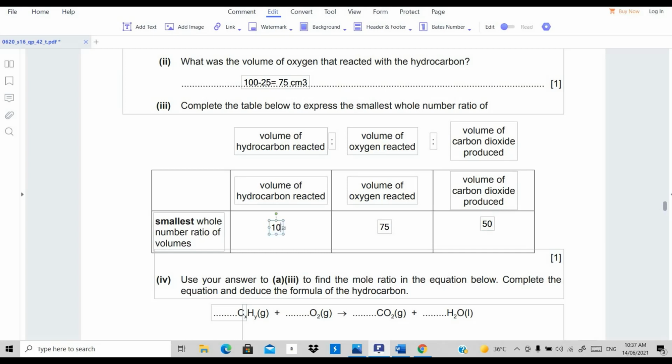5 times 2, so this will be 2. 75 is divisible by 5, so let me just check: 75 divided by 5 is 15. So this answer will be 15. Volume of carbon dioxide: 5 tens are 50, and 50 divided by 5 is 10. This is the answer. This is the smallest whole number ratio of their volumes. I hope you're getting it.